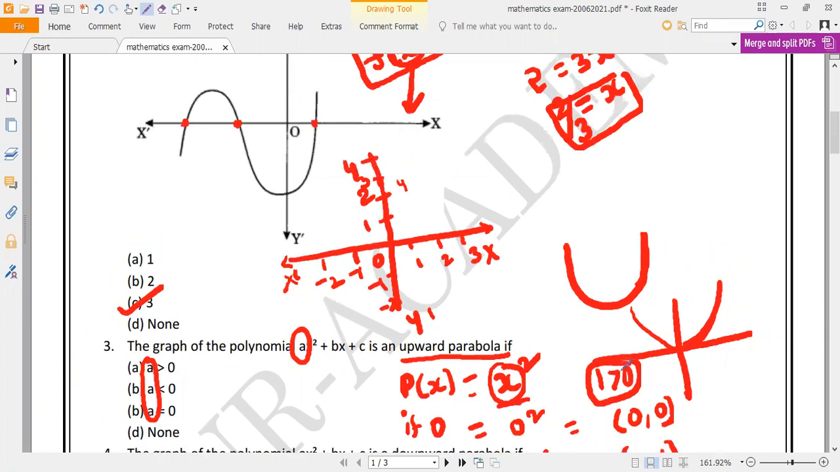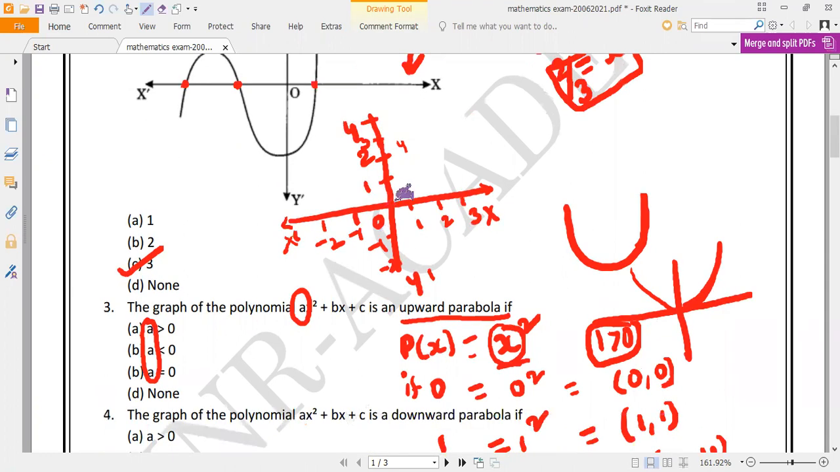See, first point is 0 comma 0, correct? 0 comma 0, this point. Second point, 1 comma 1. Where is 1 comma 1? On x-axis 1, y-axis 1. This point is 1 comma 1. Do you understand? Any doubt? No doubt, ma'am.